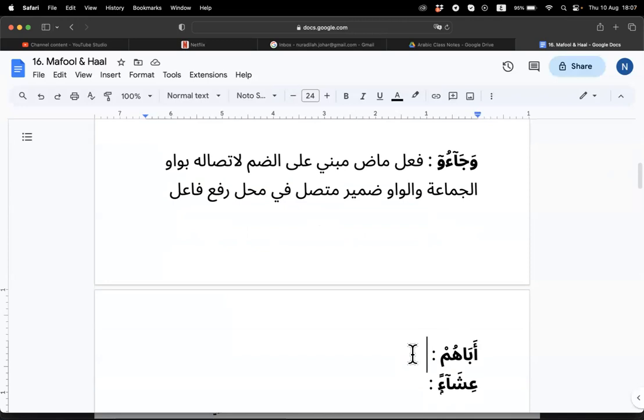So this is two different words, right? Aba and hum. Aba itself is what status? Nasab. So why is it nasab? Because it's the maf'ul bihi. Good. Maf'ul bihi. So what status? Mansub. What's the sign? Mansub bil fathah. Are you sure? Mansub bil... the last letter is alif here. Can we have mansub bil alif?